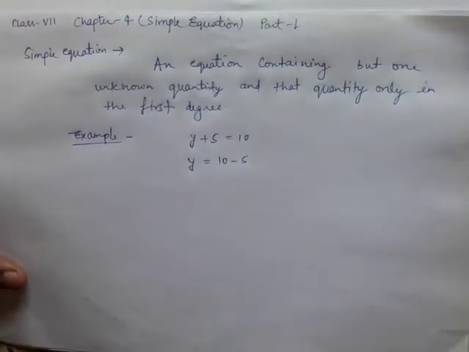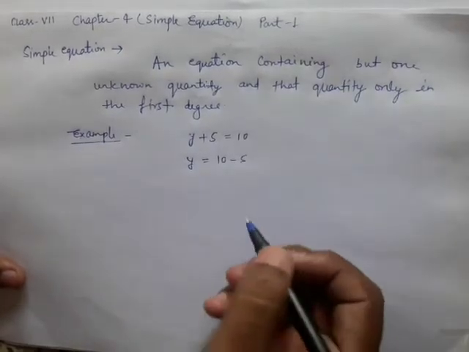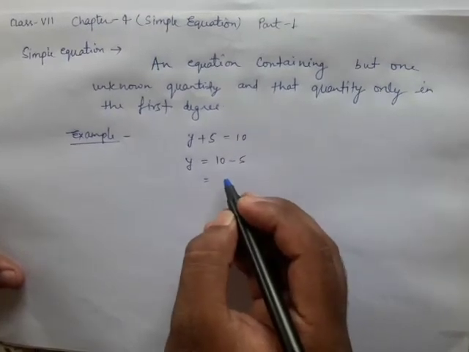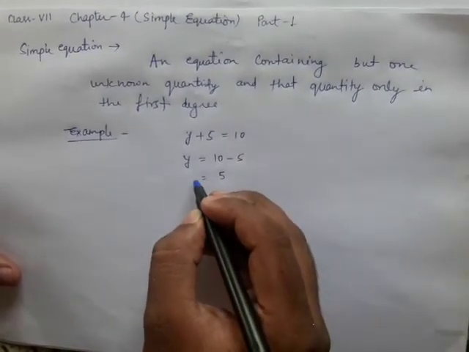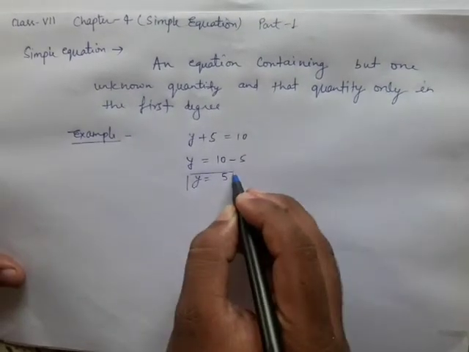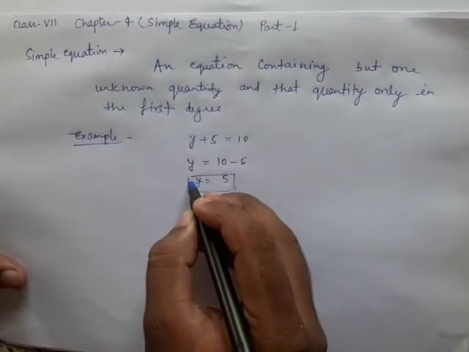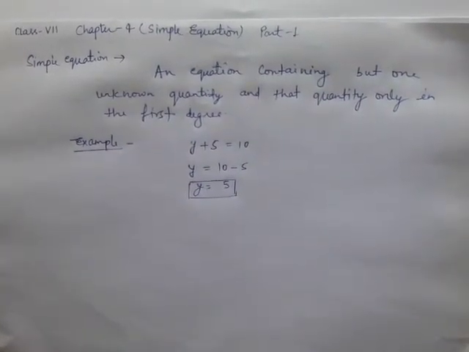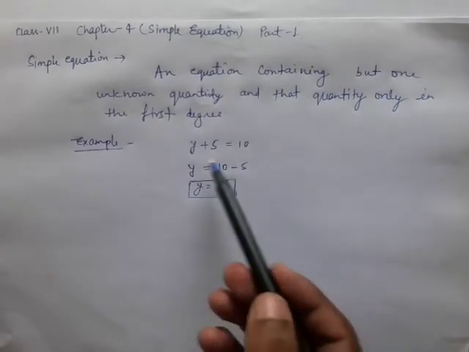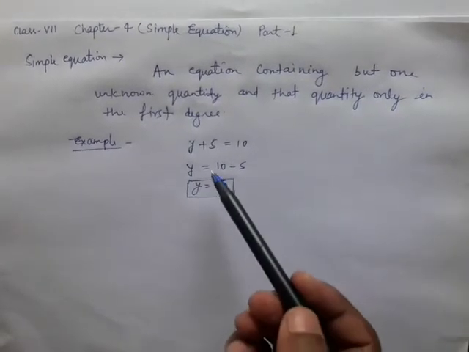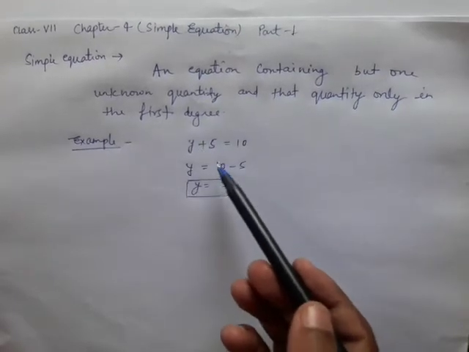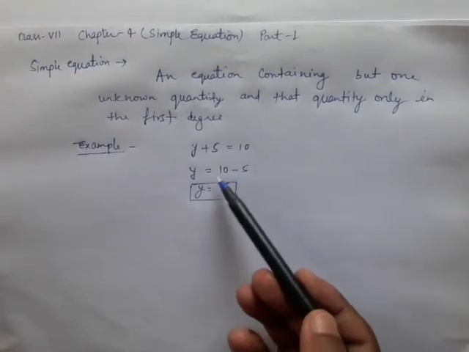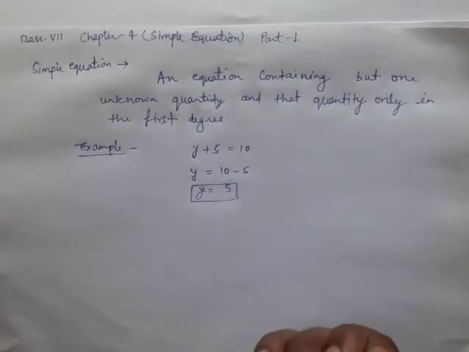There, by transposition, plus 5 becomes minus 5, so 10 minus 5 equal to 5. Y equal to 5. So the equation y plus 5 equal to 10 gives the value of y equal to 5.